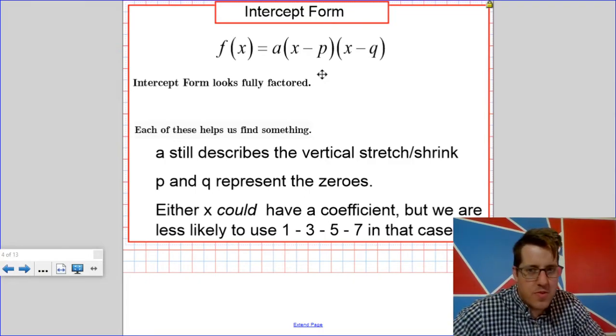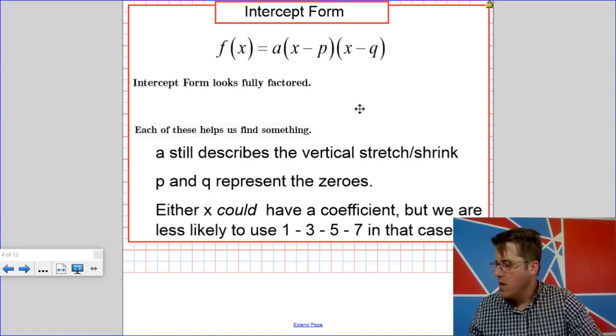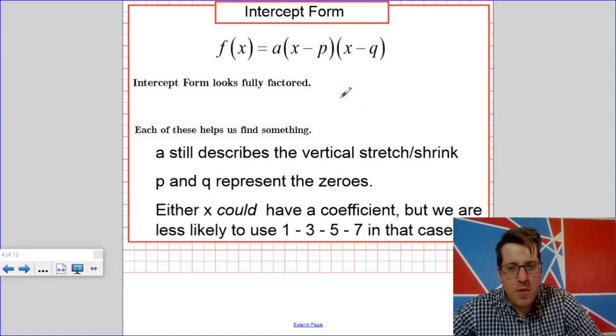Okay, the next form is called intercept form, and it's going to look factored. So here is an example of intercept form.